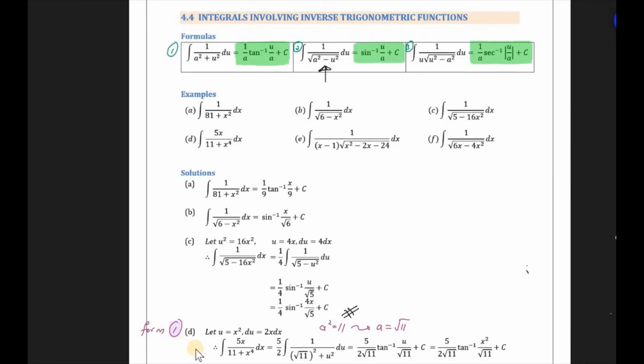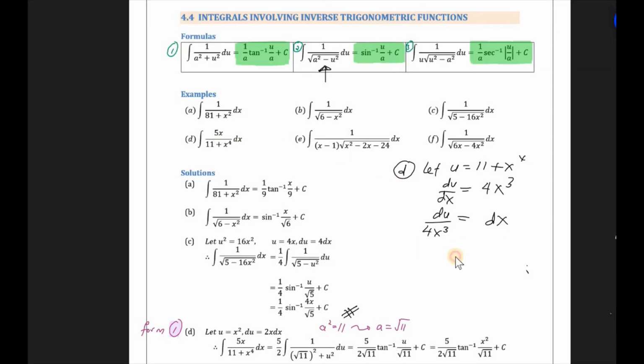So another question given in our workbook is number D. How do we integrate this? 5x over square root of 11 plus x power 4. If you are to solve this D by using a simple U substitution, for example, applying your simple U substitution for x power 3, as you replace your dx, which is du over 4x power 3.